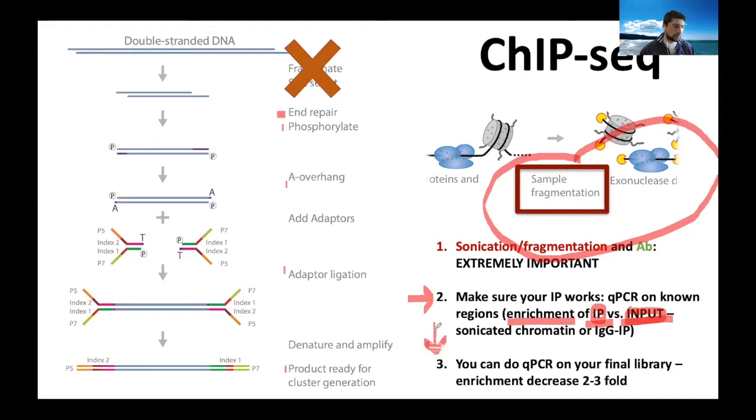So if you're not able to quantify your DNA after immunoprecipitation, you can prepare the library, and then you can perform the qPCR on your final library. Usually, from my experience, the enrichment decreases 2-3-fold, okay? So for example, if I have an enrichment of, let's say, 10 here, actually in the original IP, I usually have around 50-100 of enrichment. But if you don't have too much material, that's the only way to try the qPCR before sequencing, okay?